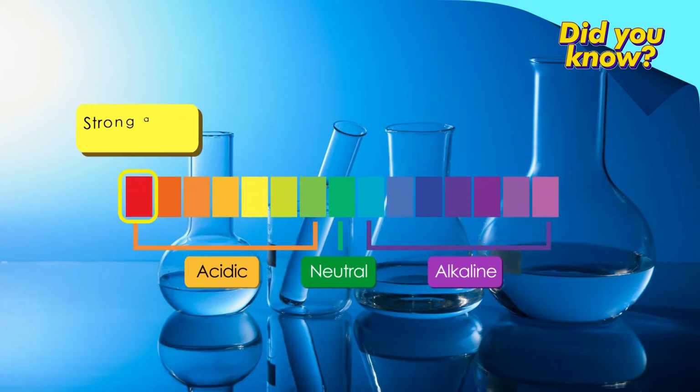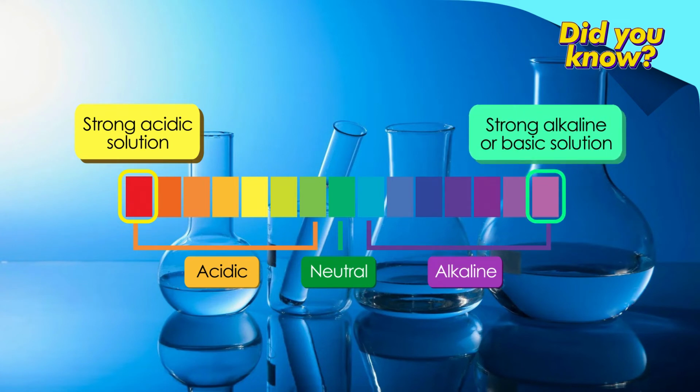In the presence of a strong acidic solution, the pH paper will turn red, and if a strong alkaline or basic solution is applied, it will turn violet. Neutral solutions turn green.